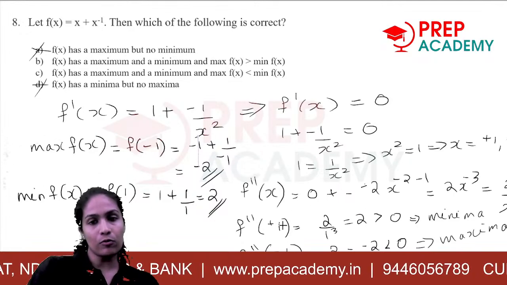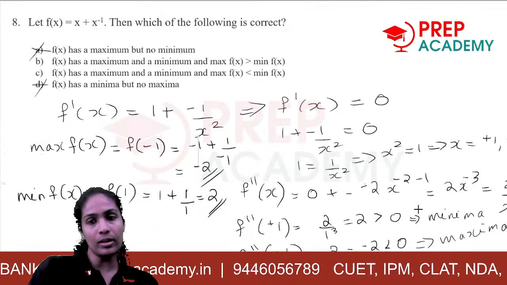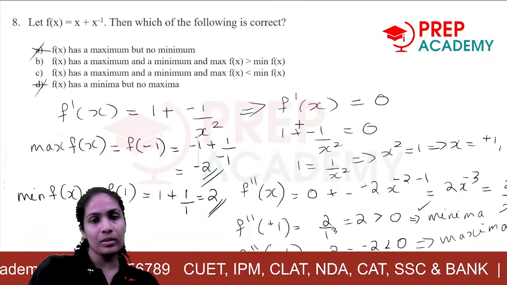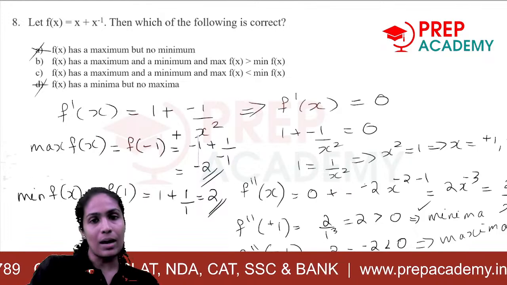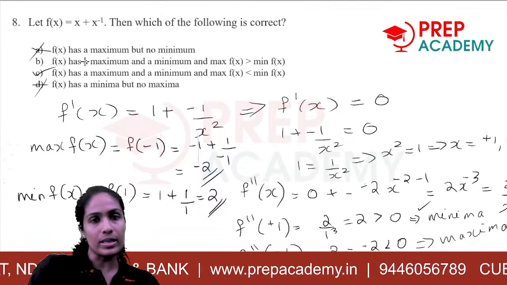F double dash of plus 1 is a positive term. That means at 1 the function is acquiring a minima, and at minus 1 the function is acquiring a maximum. So f of minus 1 is equal to minus 2 and f of 1 is 2. That is, the maximum of f of x is less than the minimum of f of x. Option C is the correct option.